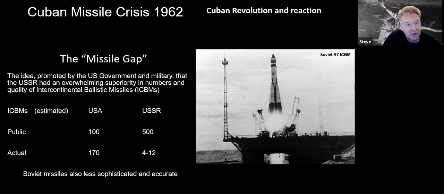So the public thought that the USA had 100 and the USSR 500. In actual fact, the USA had 170 and the USSR had between 4 and 12. So there's a hell of a difference. And also the Soviet missiles were far less sophisticated and far less accurate than the American ones.